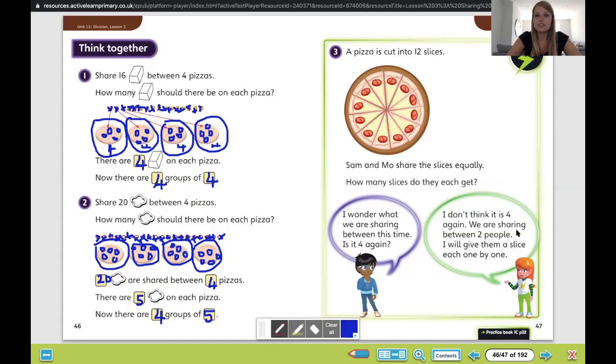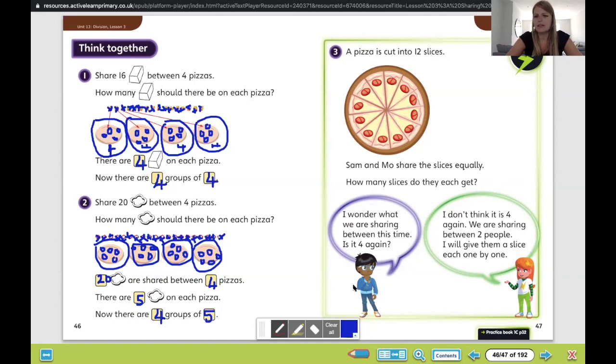Let's look at question number 3. A pizza is cut into 12 slices. So these are all the slices. There are 12 of them. Sam and Mo share the slices equally. So equally means they have the same. How many slices do they each get?